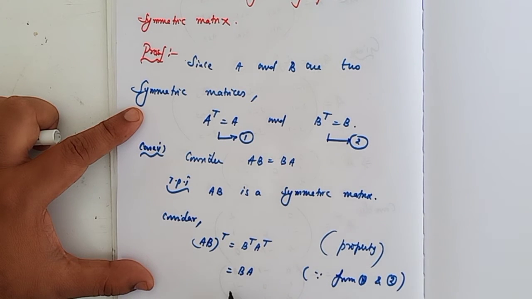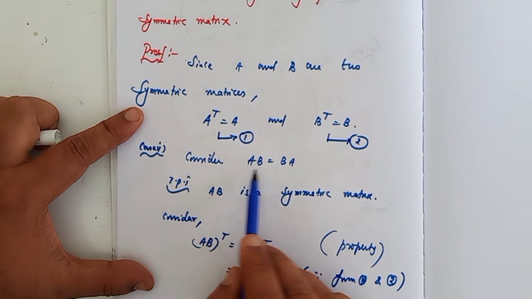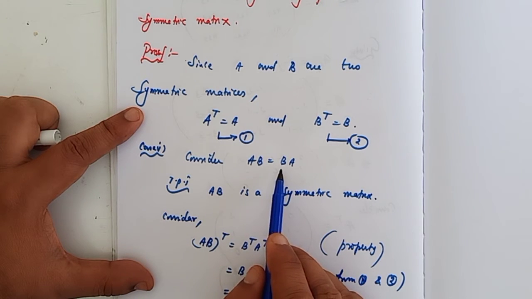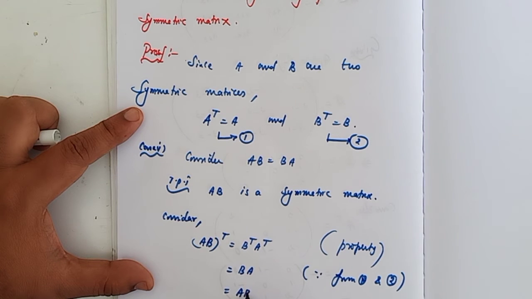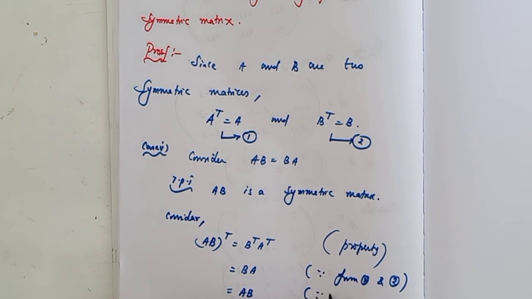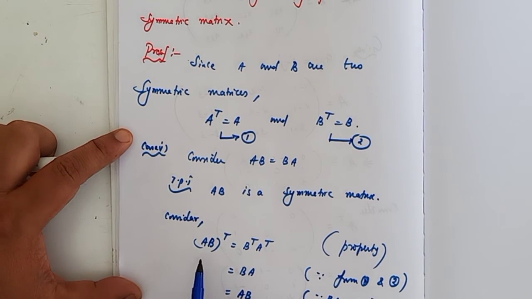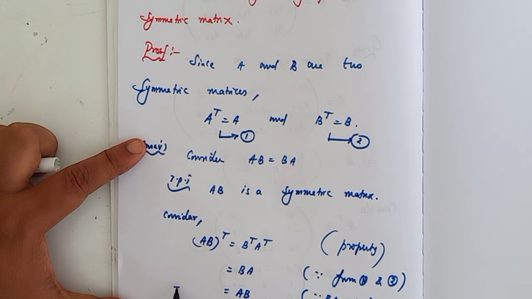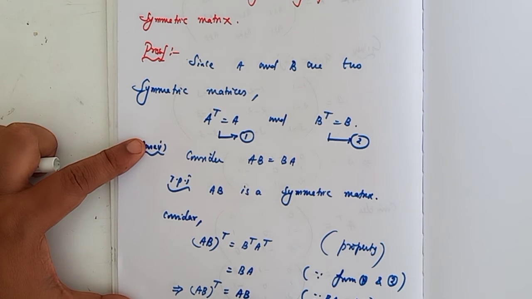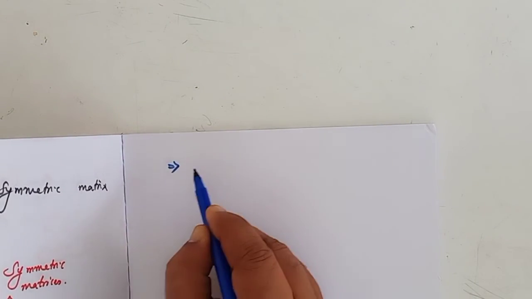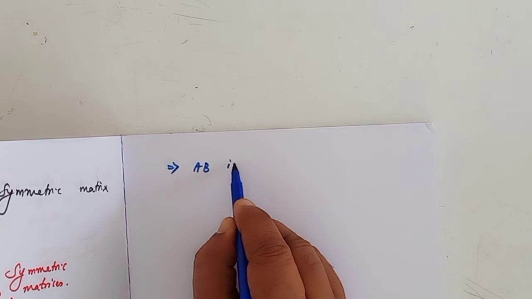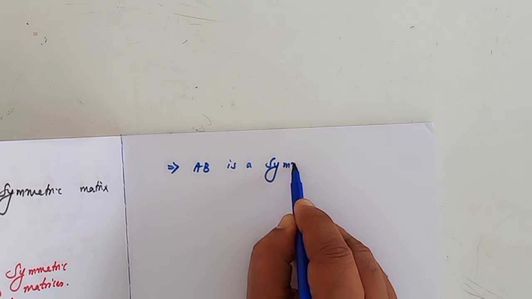But the given condition is AB equals BA. So, BA can be replaced by AB. Write the reason also, since BA and AB are equal. So, finally we have proved AB whole transpose equals AB. What it means? AB is a symmetric matrix.